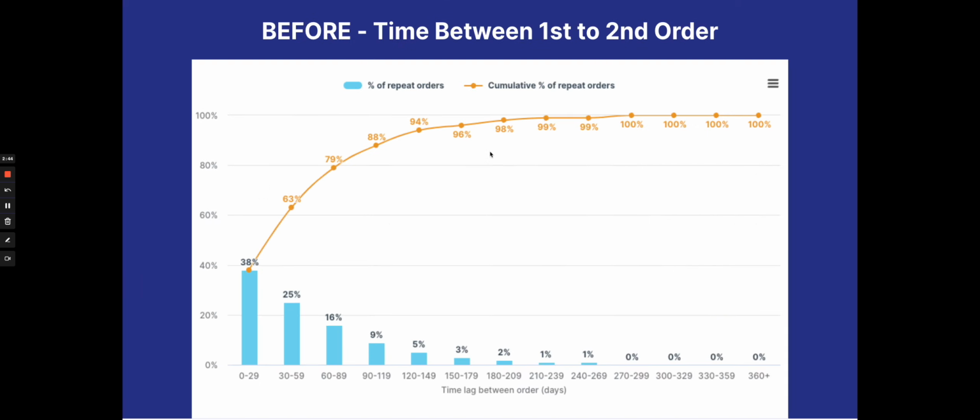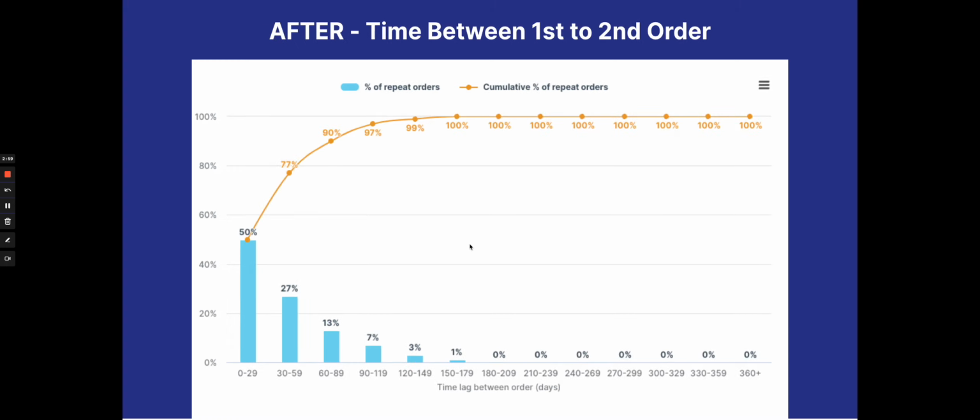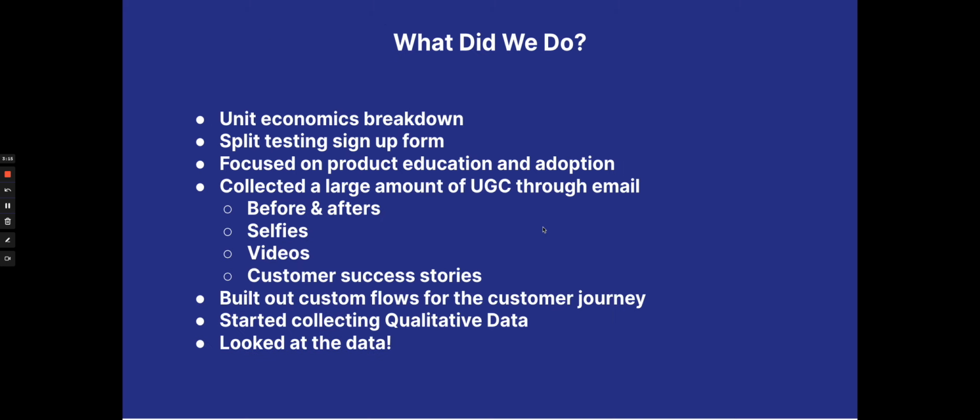Time between first and second order. So this is the time lag. This is done in 30 days. When they started out with us, 38% of their customers would repurchase within the first 30 days. After 6 months, 50% of their customers would come and repurchase in 30 days. So that is the time lag with the 30-day mark. Time interval. So what did we do?